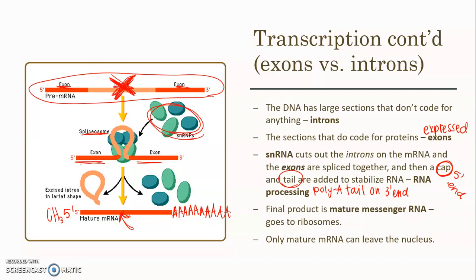So once the mRNA has the introns cut out by the snRNAs and it has its 5' cap and its poly-A tail, that's considered a mature messenger RNA, and it can leave the nucleus.